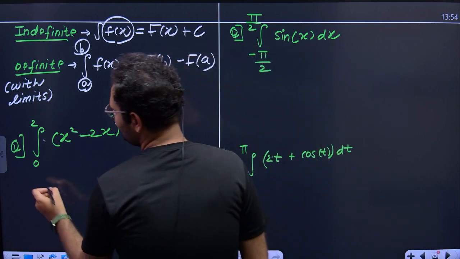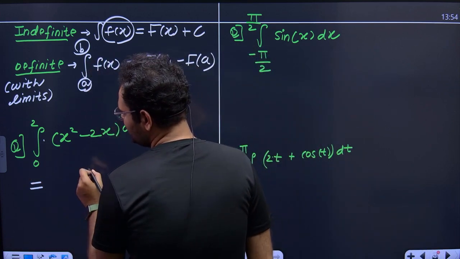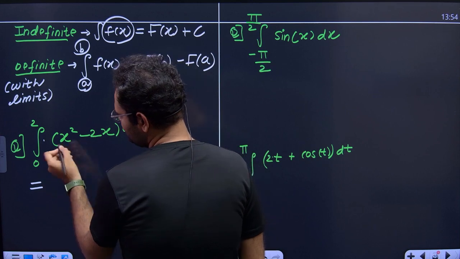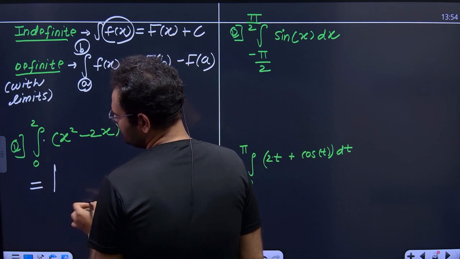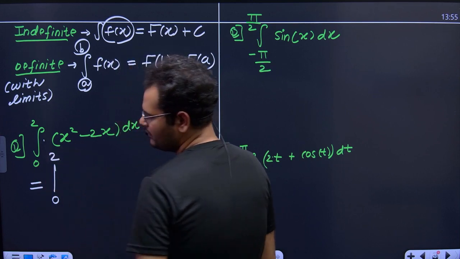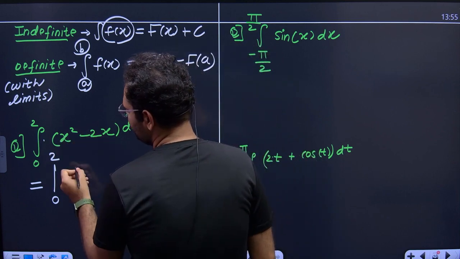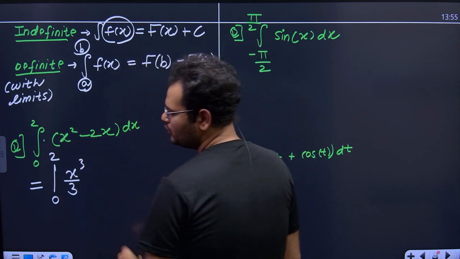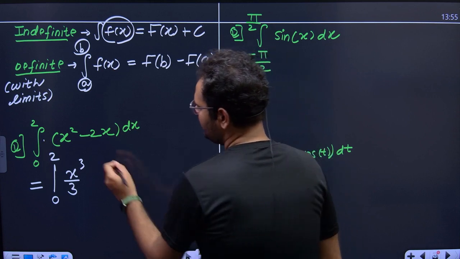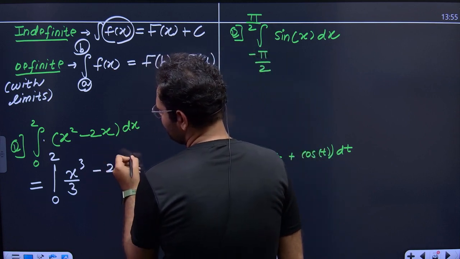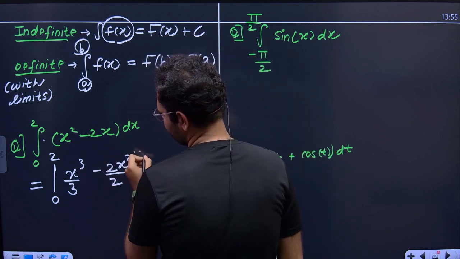What is the question, sir? First you tell me what is integration of this. Once integration is done, I will write like this. I know integration is done because we know the formulas, right? You tell me what is integration of x square. It is simply x cube by 3. Now you have to be super fast in integration. Minus 2x, sir, what is integration of this? Minus 2x square by 2.